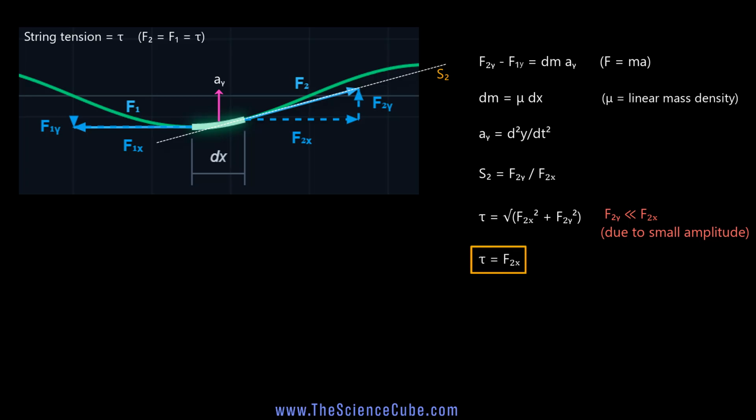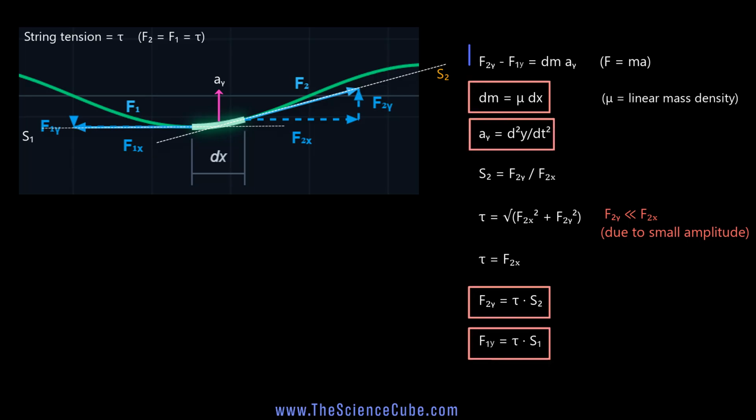So substituting back, we get F2y is equal to tension times S2. The vertical force component at the right end equals the tension times the slope at that point. By the exact same reasoning at the left end, we get F1y is equal to tension times S1. Now we substitute everything back into Newton's second law.